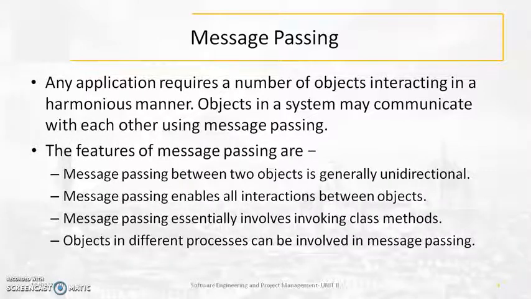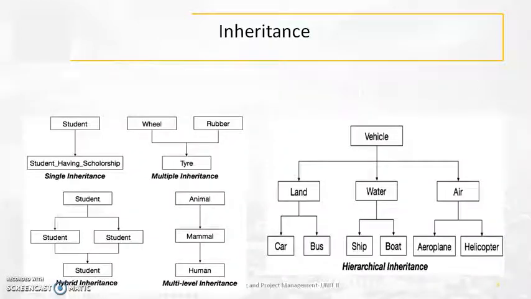The features of message passing consist of different types. Message passing between two objects we call unidirectional. Message passing enables all interactions between the objects. Message passing essentially involves invoking class methods. Objects in different processes can involve message passing. Next we will see what is inheritance.